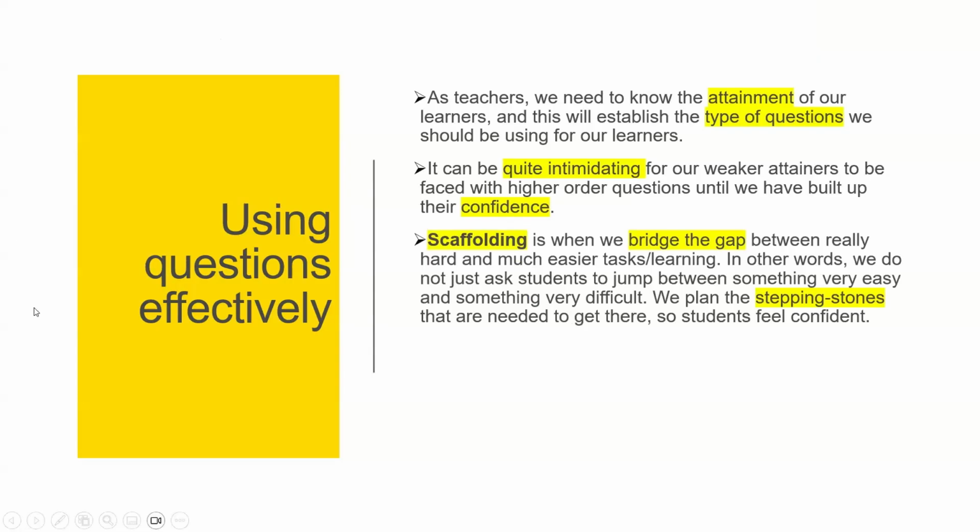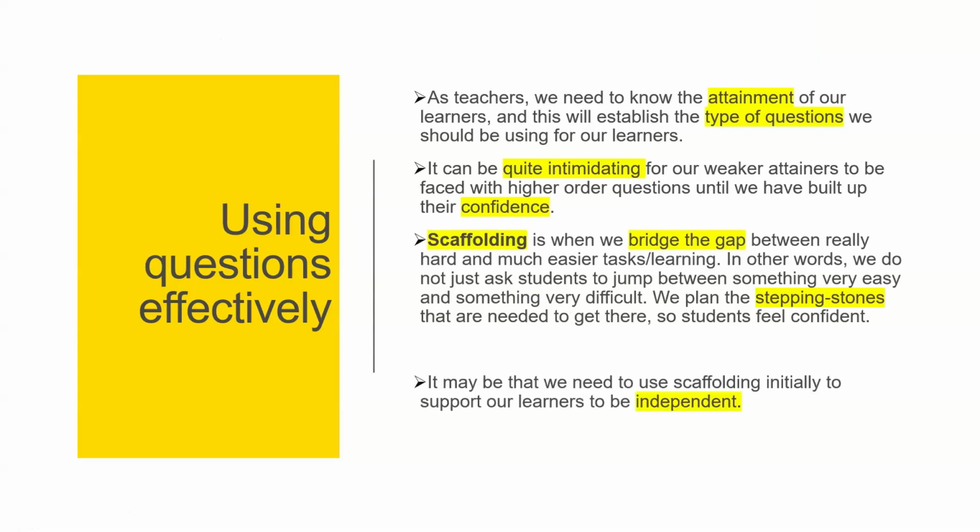About using questions effectively. It's very important for us as a teacher to understand where our learners are before we introduce the concept of higher order thinking question, or segregate between higher and lower order thinking question. So knowing the attainment level of our pupils, of our learners, will guide us on how to break down instruction and how to ask the right question. Because if we just take the leap without considering the learners in our class, some of them will get intimidated, and the purpose of learning will be defeated.